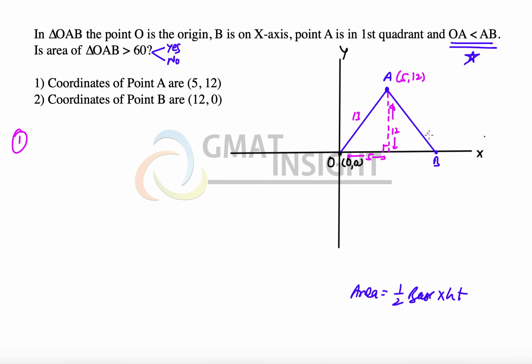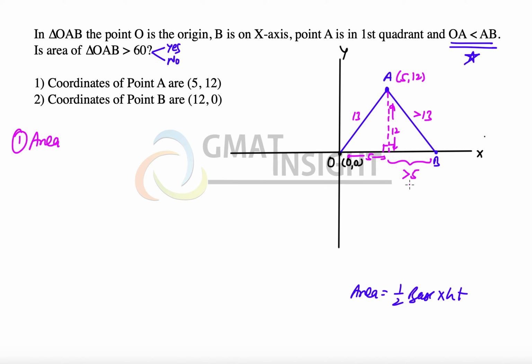We already know that AB is greater than OA. That means this line AB has to be greater than 13. Now that we know this, we should also understand that this particular distance must now be greater than 5. Had it been 13, this would have been 5 using the Pythagoras theorem. But since this hypotenuse is bigger than 13, the base should be bigger than 5 because the height is constant, which is 12.